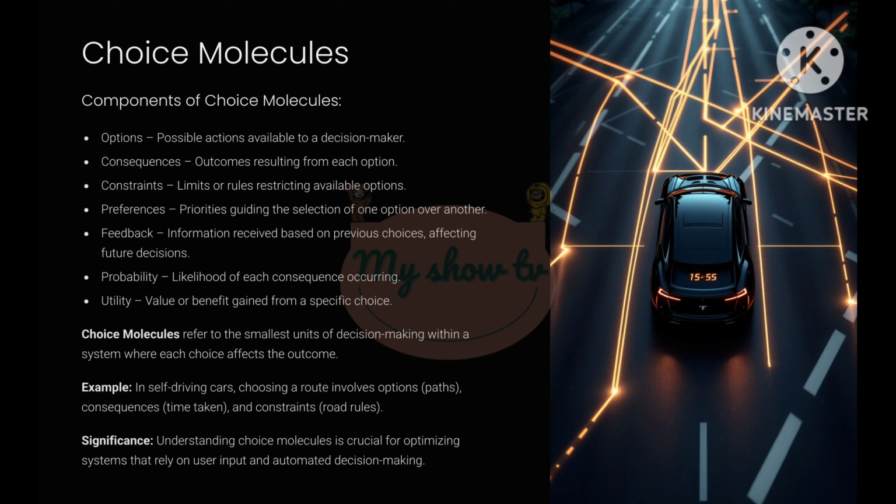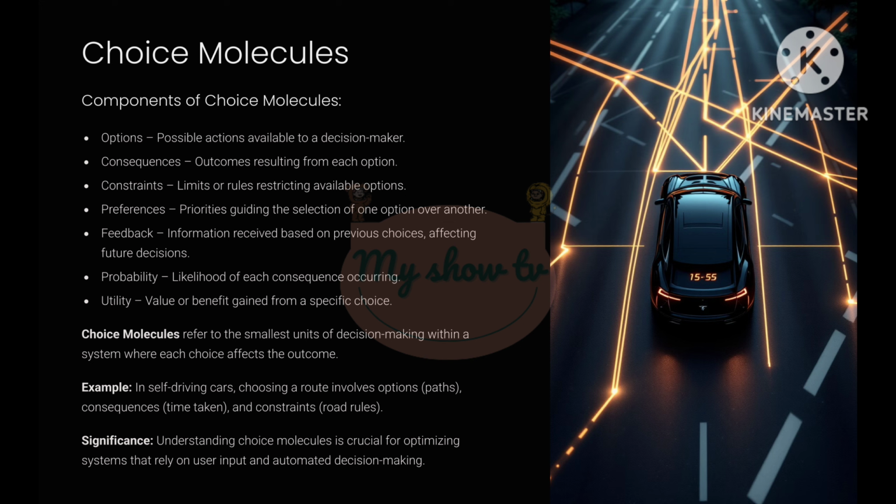Choice molecules. Let's start by understanding the concept of choice molecules. In simple terms, a choice molecule represents a single decision point where a player must make a selection from multiple available options. This idea is critical in game theory because every choice shapes how the system evolves. 1. Definition. A choice molecule is the smallest decision unit in a system where a player selects from a set of options, leading to different outcomes. It helps us understand how individual decisions drive larger systems.